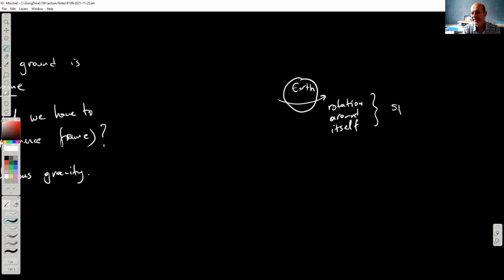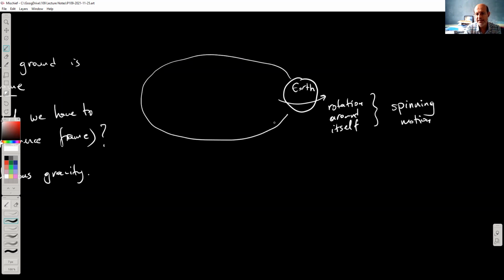We just call this the spinning motion. The spin is the motion that an object has around itself. But the Earth also moves on an orbit around the Sun. So there's also the Sun in here. We will talk about this orbit later when we talk about gravity. So it also does a motion around the Sun, and as a result of that, the Earth is also doing this accelerated motion.